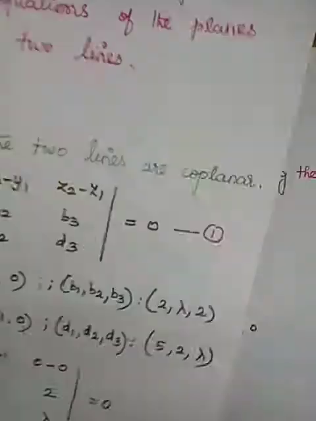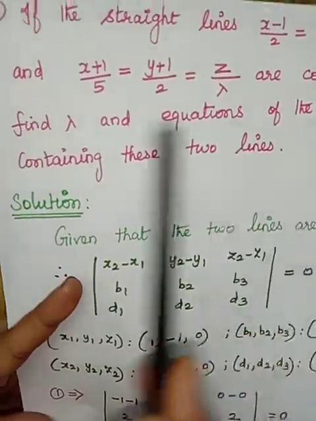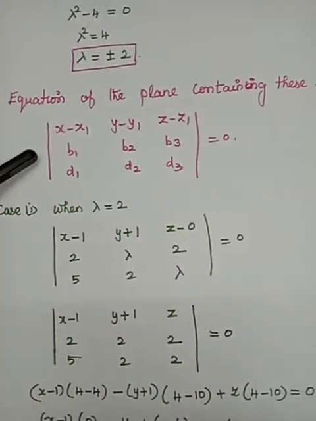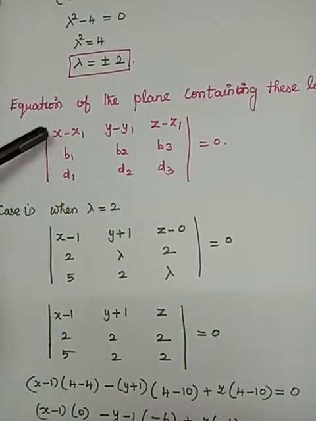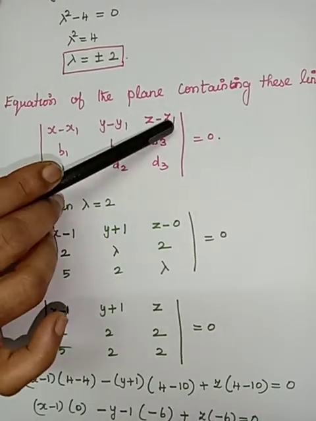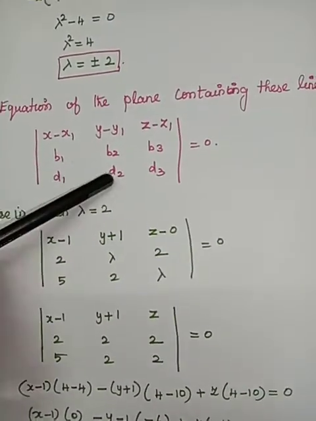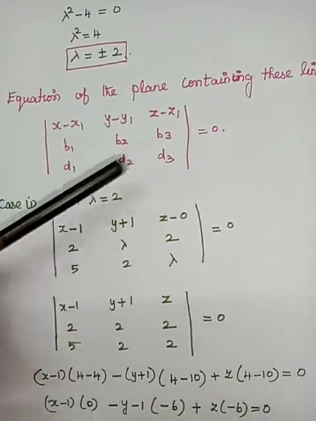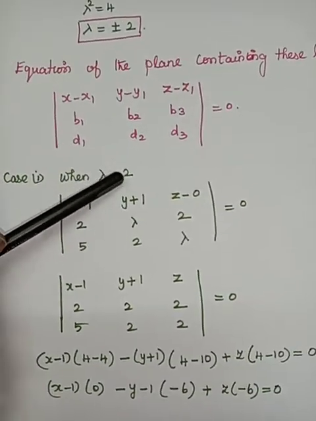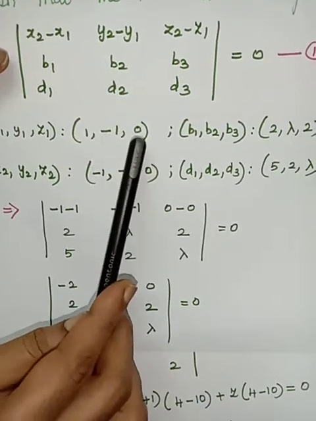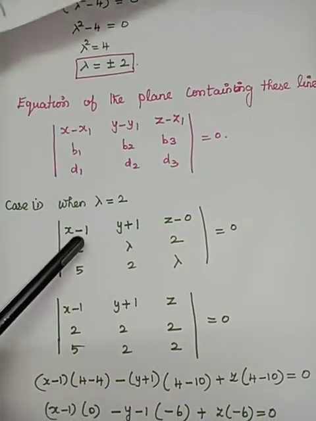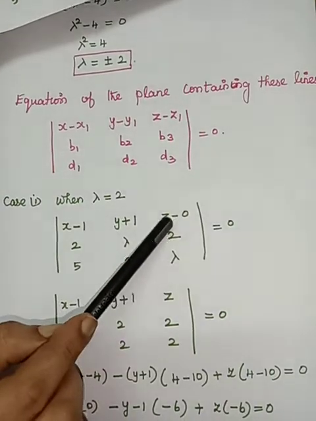And what is asked? Find the equations of the plane containing these two coplanar lines. So the lines are in the Cartesian form. So I have taken the determinant: x minus x1, y minus y1, z minus z1, b1, b2, b3, d1, d2, d3 is equal to 0. Okay. So first we have to consider lambda is equal to 2. So when you substitute the values, what are your x1, y1, z1? What we have taken: 1, minus 1, 0. So when you substitute, it is x minus 1, y plus 1, z minus 0.